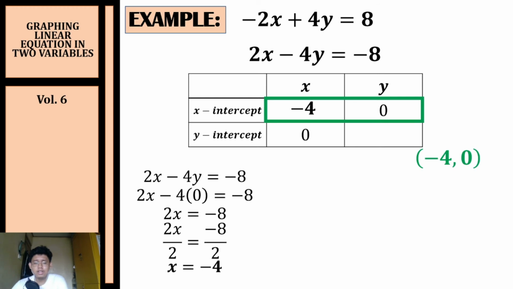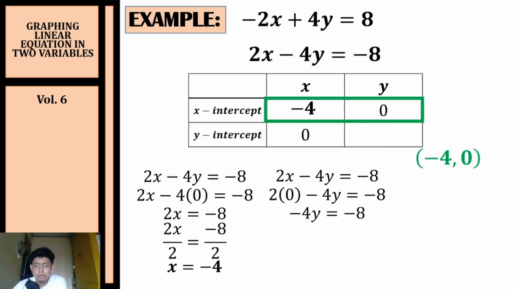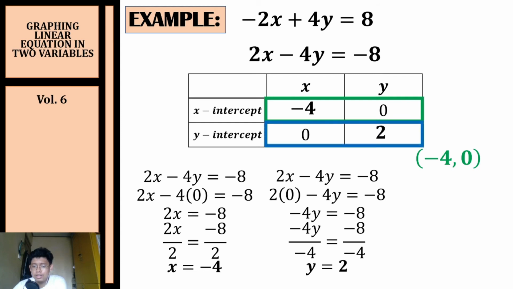Next is to get the y-intercept. So to get the y-intercept, we must replace the value of x by 0 and solve for the value of y. Using the same equation, we substitute or replace x by 0. Simplifying that, we will have negative 4y is equal to negative 8. Divide both sides by negative 4. We will get y is equal to 2. So our y-intercept will have a coordinate of (0, 2).